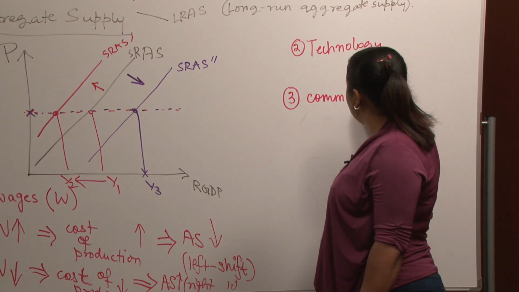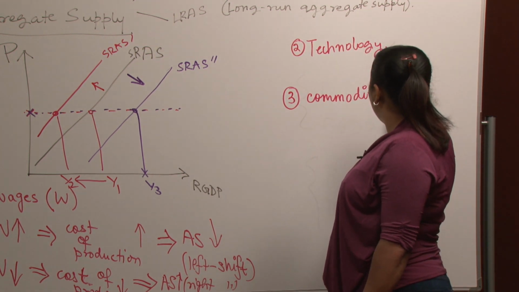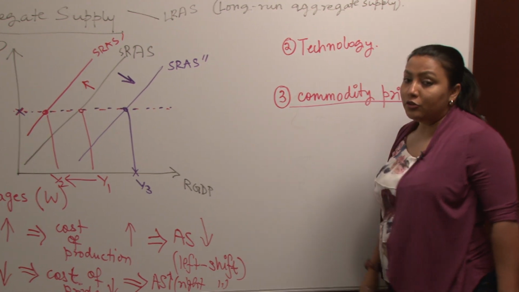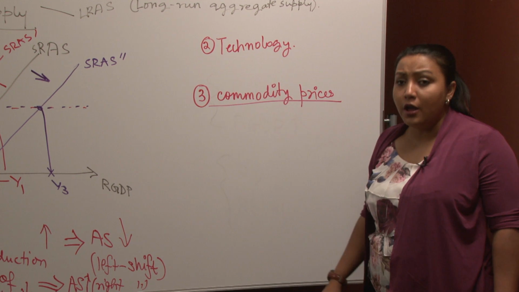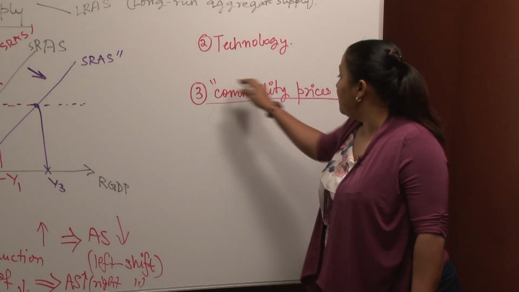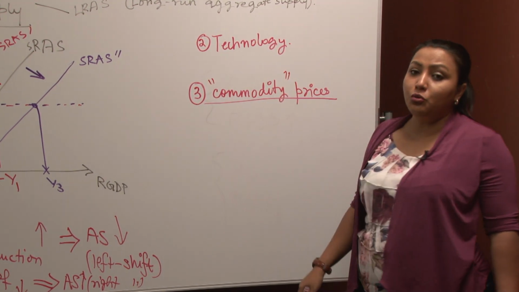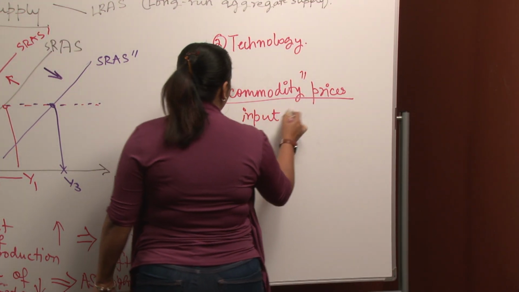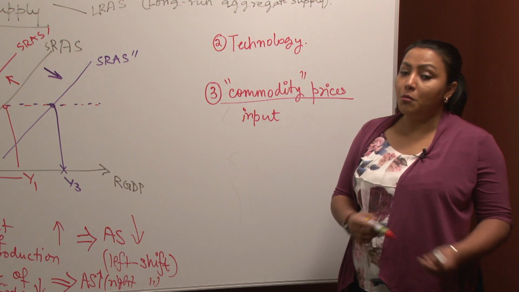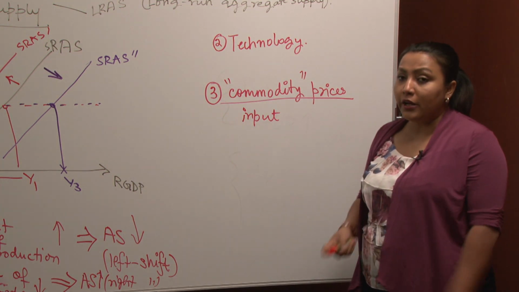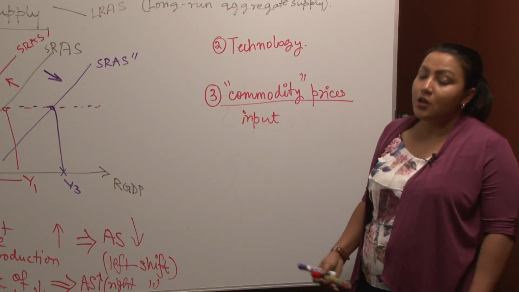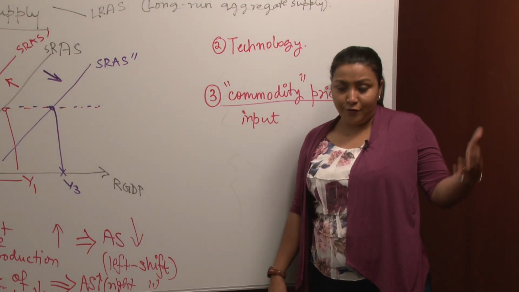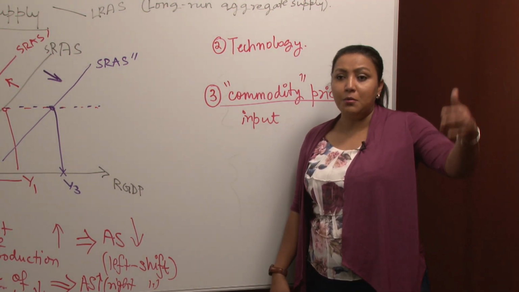Now this is a little confusing. When I say commodity prices, please note I am still not referring to a situation of inflation or deflation. By commodity prices, I am basically referring to input prices in the economy, overall prices of inputs. Why am I still calling it commodity prices? The reason is that, if you remember, I have mentioned at some point earlier that every commodity is an input for some other producer.